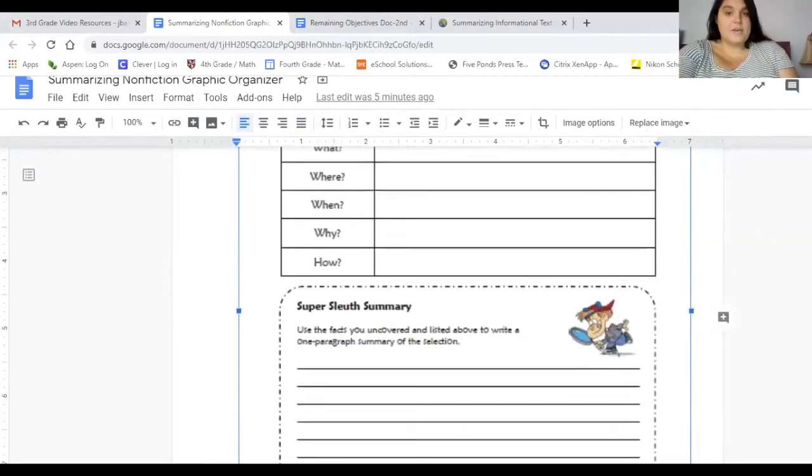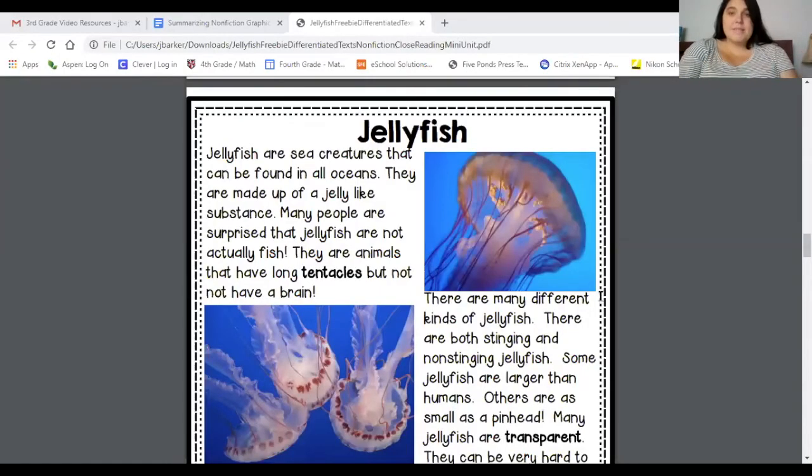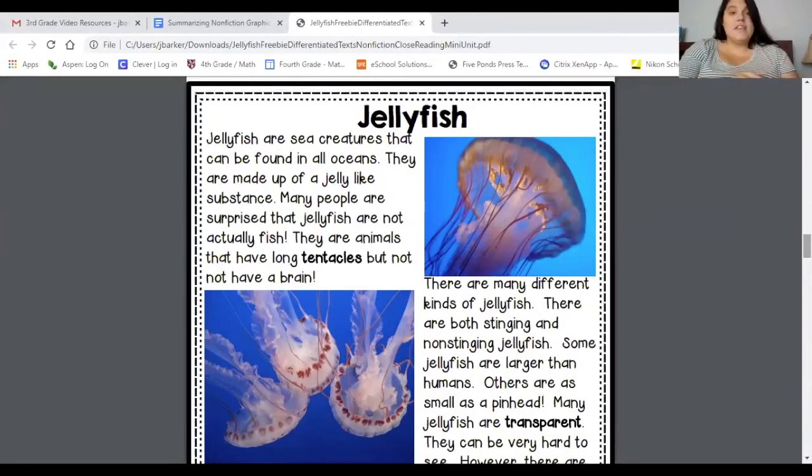So don't worry, we're going to practice using it, and right now we're going to practice using it with a passage that I really, really enjoy. So we are going to read it together and then just answer the who, what, where, when, why, and how questions on our graphic organizer. And then tomorrow, we will work on actually writing a summary. Okay? Okay, so this passage that we're going to read is about jellyfish. All right, so you should see my passage right here. It's called Jellyfish. So I'm going to read it to you, and then we're going to talk about filling in our graphic organizer using this passage.